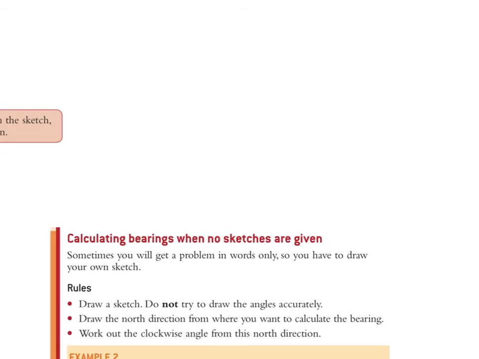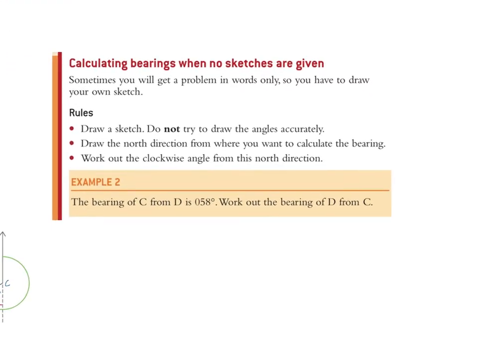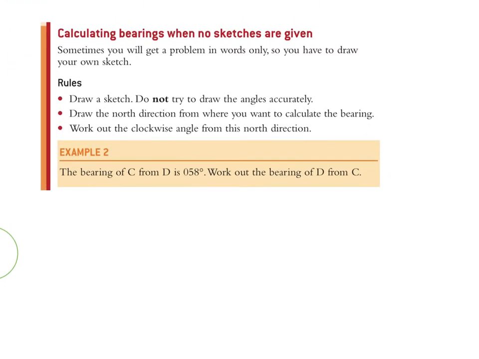Okay, let's look at calculating bearings when no sketches are given. So sometimes you'll get a problem in words only, so you have to draw your own sketch. The rules are: draw a sketch. Do not try to draw the angles accurately. Just try and get them to be the right size in terms of acute or obtuse or reflex. Draw the north direction from where you want to calculate the bearing, and then work out the clockwise angle from this north direction.